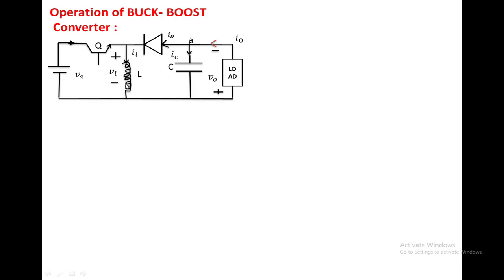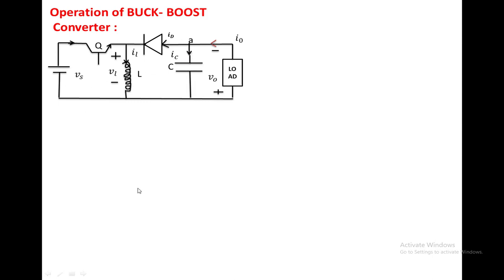Now this is the inductor. This is the positive direction of the inductor current and the positive direction of the voltage across the inductor. This is ID, the diode current. This is the load current. Here we have taken the load voltage reversed: the lower terminal is positive and the upper terminal is E2. This is the positive direction of the capacitor current. This is the input voltage.